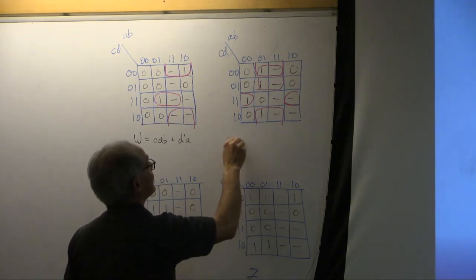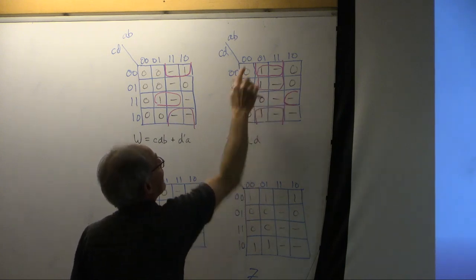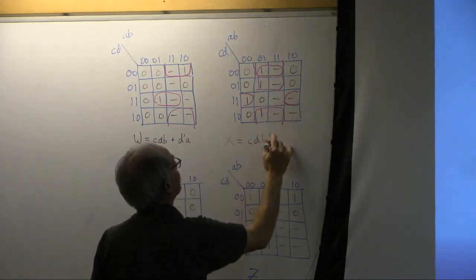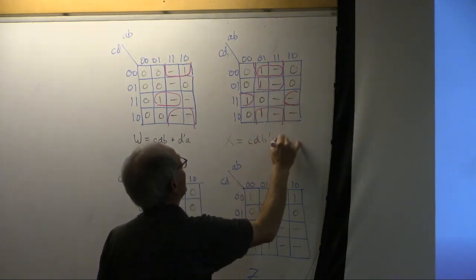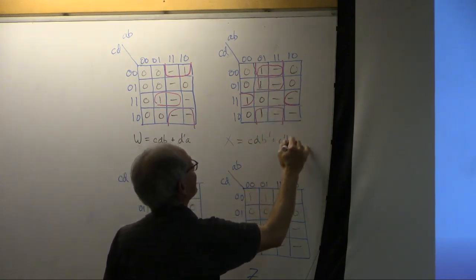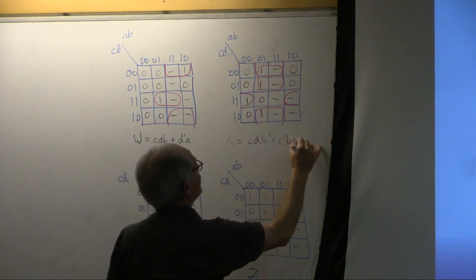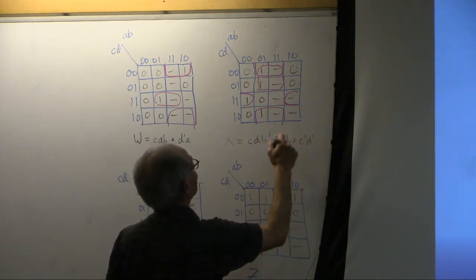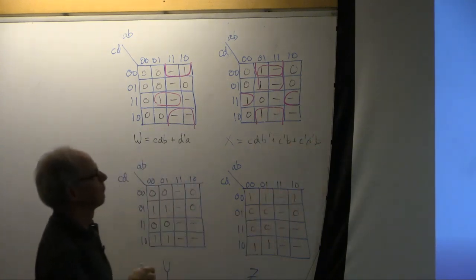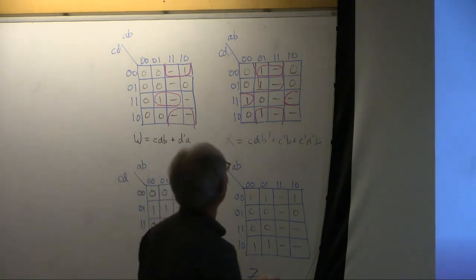So X is going to be CD B prime. And then this group here is C prime B. And then this one that wraps around is C prime D prime B. No? I have a feeling I got it wrong.